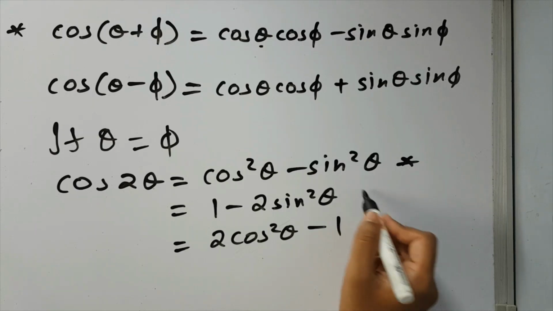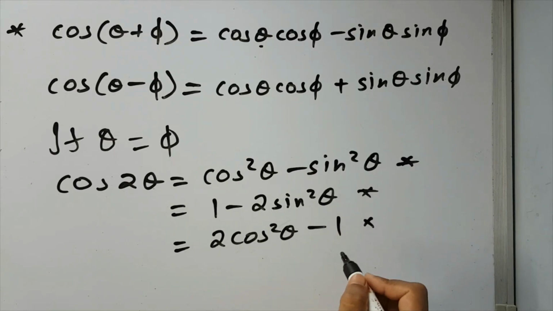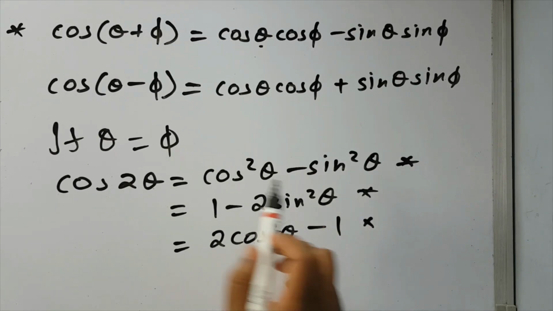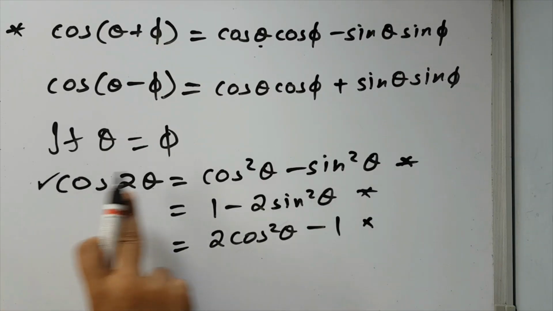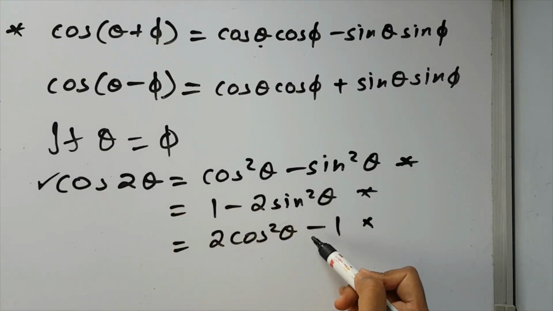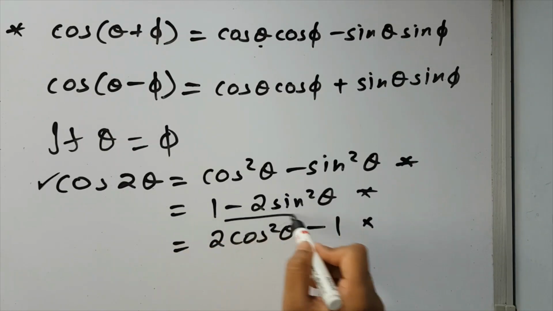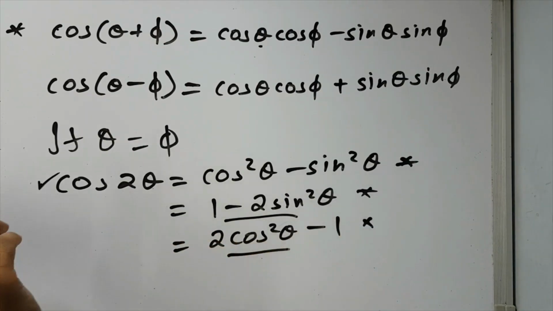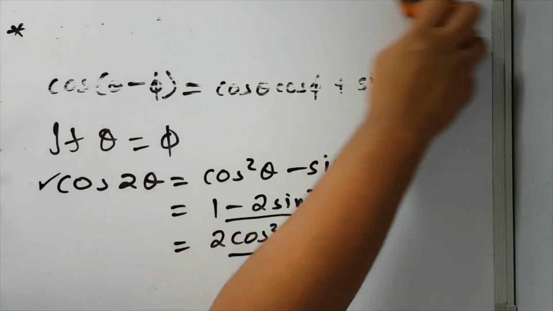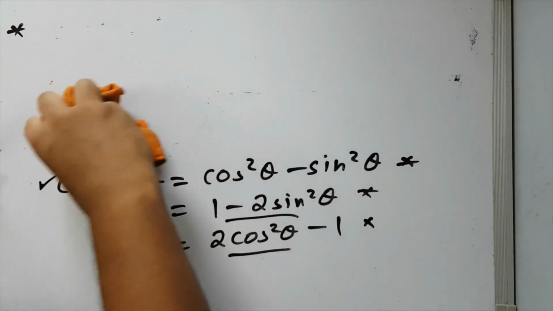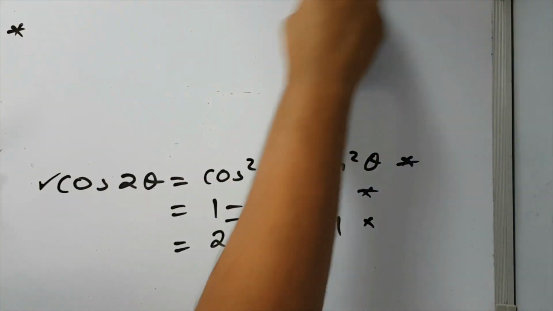Now all these three are equally important. What I personally do is I remember this formula. If I remember this formula, I could easily derive these two. Now from these two formulae, you get a very important formula by just rearranging it.